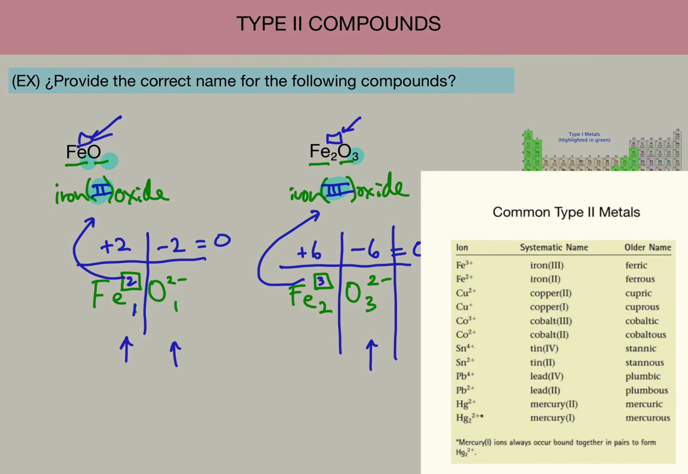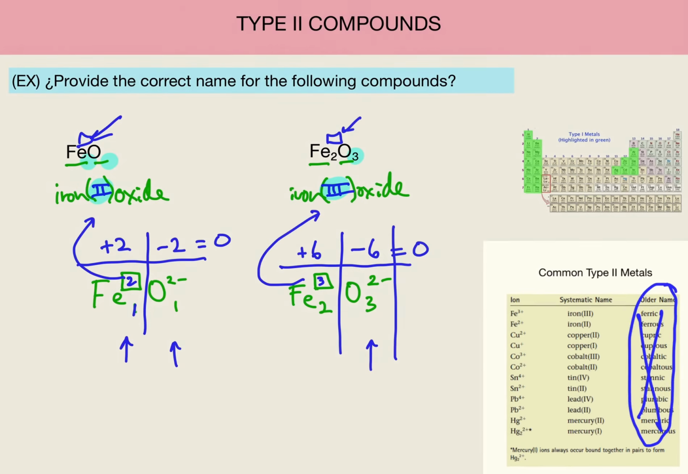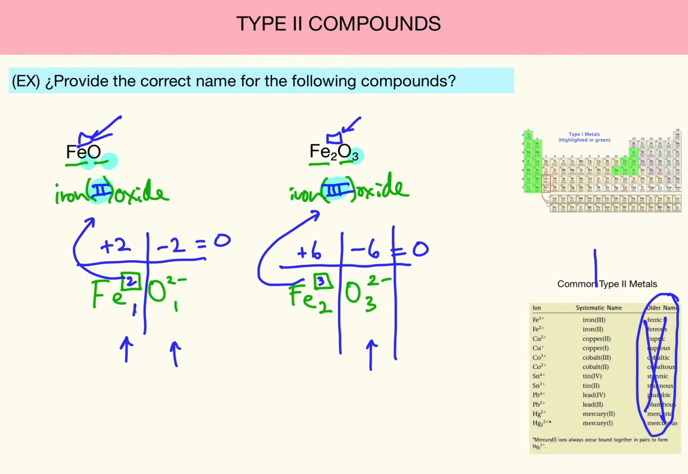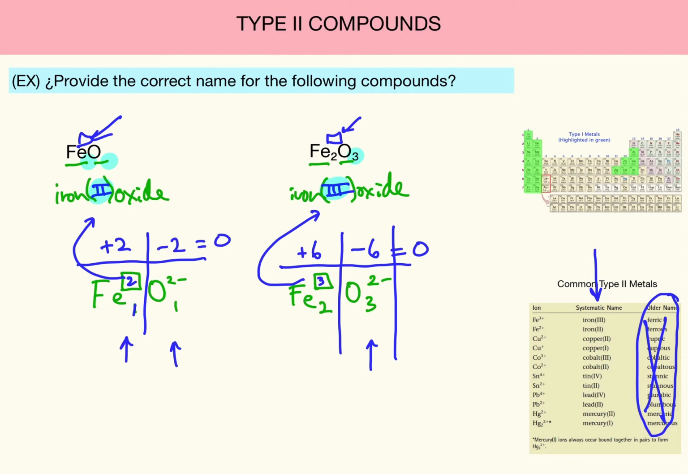As a quick aside, there used to be older names where they used -ic and -ous endings. Thank goodness they don't do that anymore. Those had to be memorized. The way to do this is merely to put the symbol for the metal, and then, as we just did, to calculate what the charge needs to be. You don't have an excessive amount of memory required.